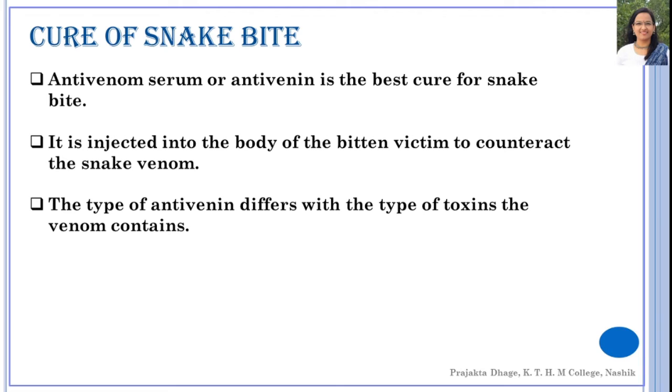Antivenom serum or antivenin is the best cure for snake bite. It is injected into the body of the bitten victim to counteract the snake venom. The type of antivenin differs with the type of toxin the venom contains.